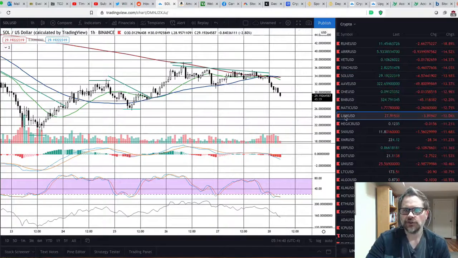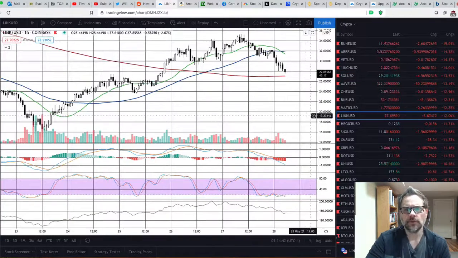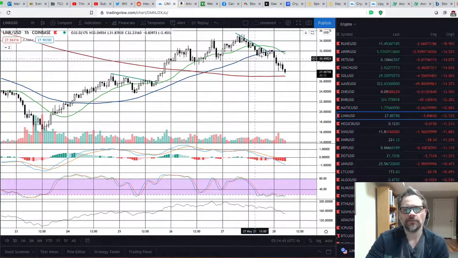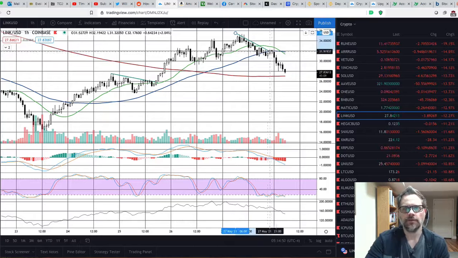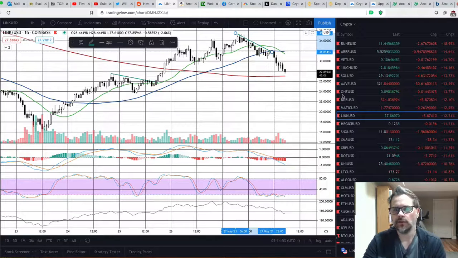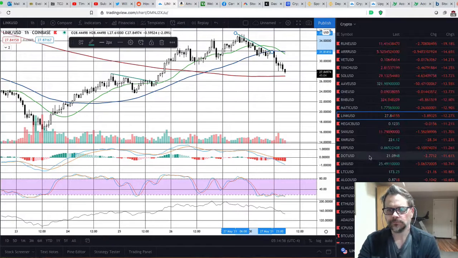So Chainlink was another one. A lot of scenarios were similar. It was supporting at the 50 since it had been coming up, but then it was starting to close below the 50 with descending, lower highs. So that's mainly what I wanted to say.